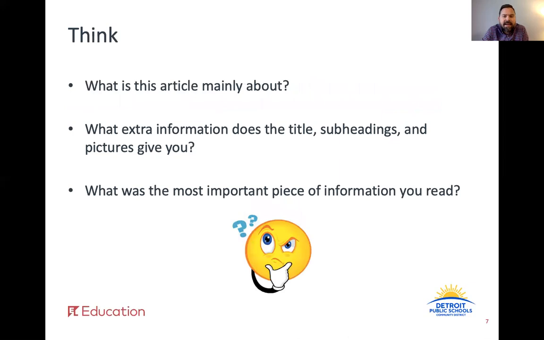Now that we have read the text together, I want you to think about a few questions. What is this article mainly about? What extra information does the title, subheadings, and pictures give you? And what was the most important piece of information you read? Pause the video here as you think about each of these questions.